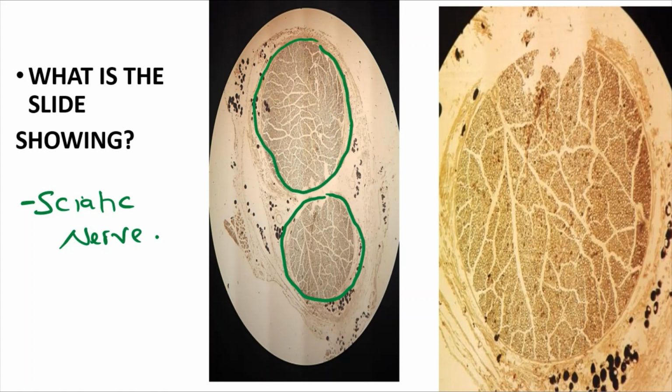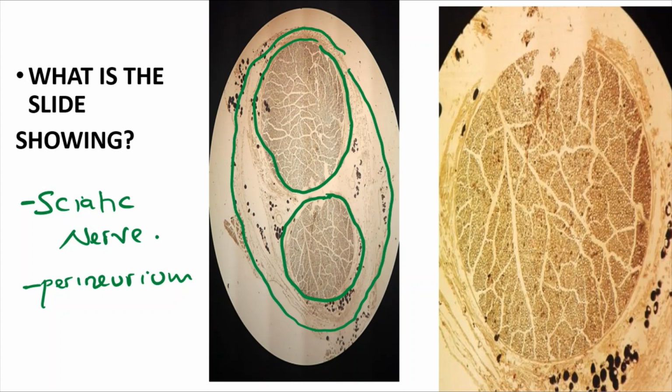These are fascicles. These are covered by connective tissue that is called perineurium. And then the nerves are covered by an entire connective tissue, like this, that is called an epineurium. And then each axon is covered by its own connective tissue that is called an endoneurium. So when you see a slide like this, it is a sciatic nerve.